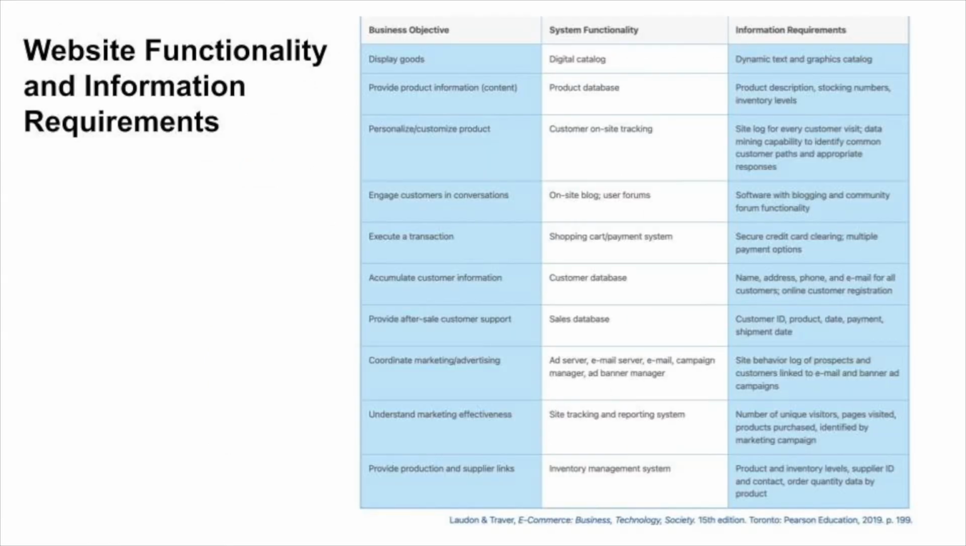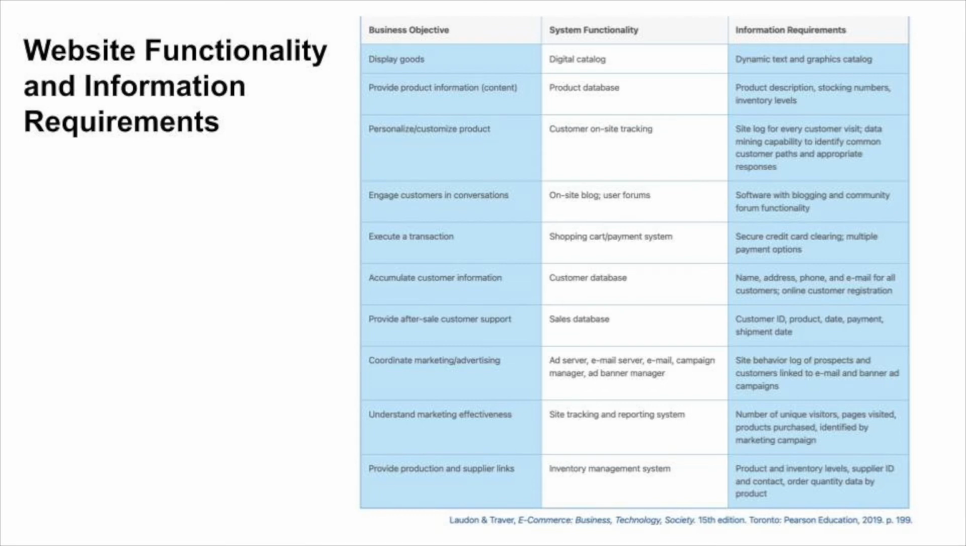To make it functional, websites should meet the following categories. We have to think about the fact that it displays goods, it provides product information, and it has the ability to personalize or customize for a given product. We have to be able to engage customers, particularly in conversations that allow people to go back and forth with the company. We have to be able to execute a transaction with it. We have to be able to collect, gather, and database customer information so that we can use it in the future. We have to be able to provide after-sales support.